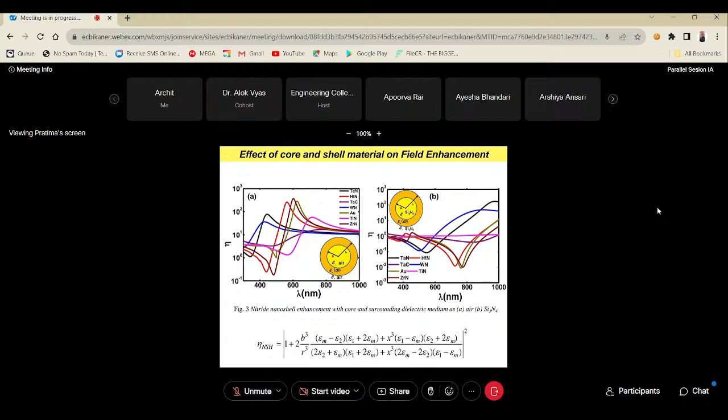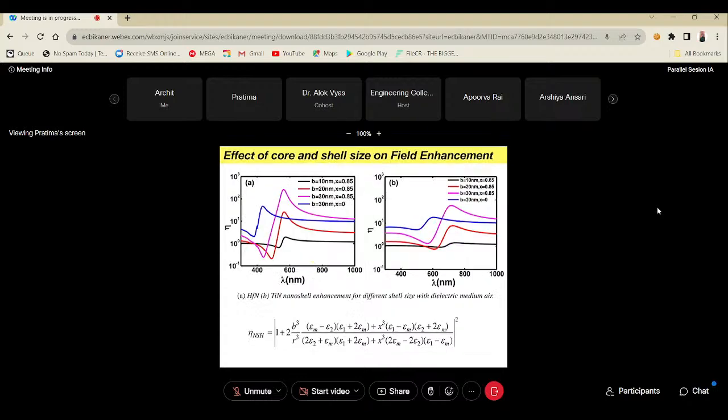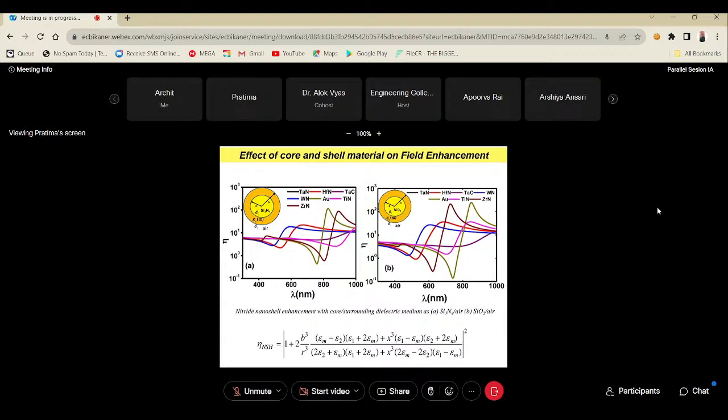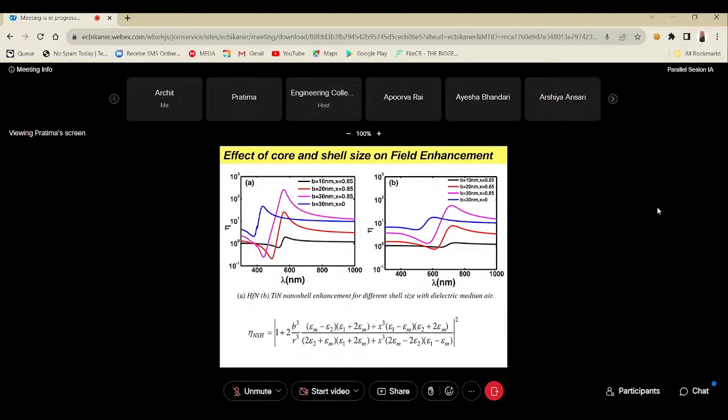So here we can see that if we are using air, the resonance peaks are in the visible region, and if we are using Si3N4, the peak can shift towards the infrared region. Next, we have studied the effect of size of core and shell. From these results, it is clear that as we increase the particle size, the field enhancement also increases, and the resonance peak also shifts for different materials.